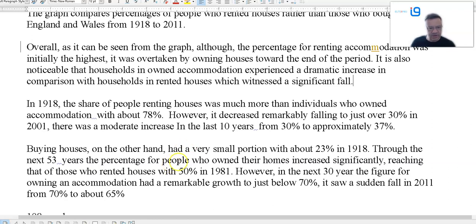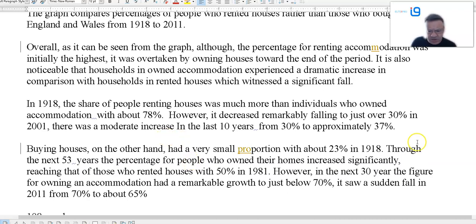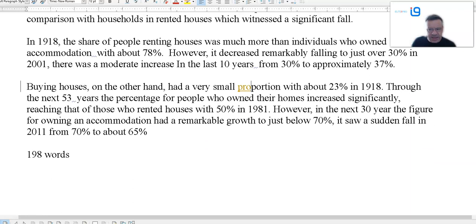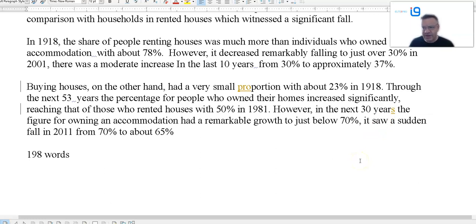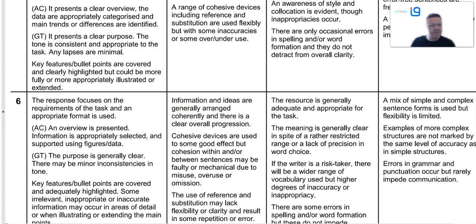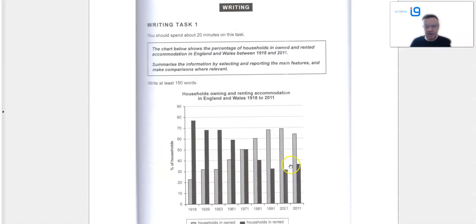Buying houses, on the other hand, are a very small proportion, because it's percentages. 20% in 1918, through the next 53 years or over, increased significantly. So in 1981, it's a remarkable growth. In the next 30 years, you don't have to include every single year, like 61, 71, 81, 91, 39, 53.